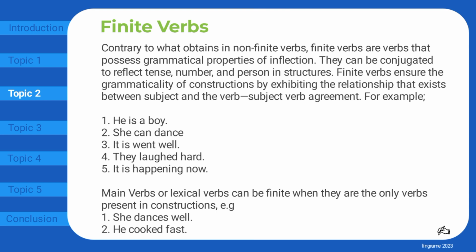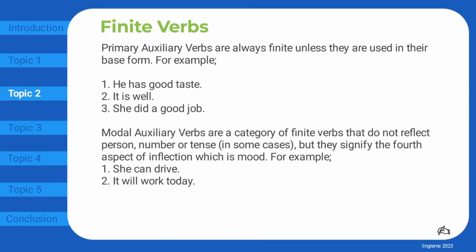Main verbs or lexical verbs can be finite when they are the only verbs present in constructions, e.g. she dances well. He cooked fast. Primary auxiliary verbs are always finite unless they are used in their base form. For example, he has good taste. It is well. She did a good job.